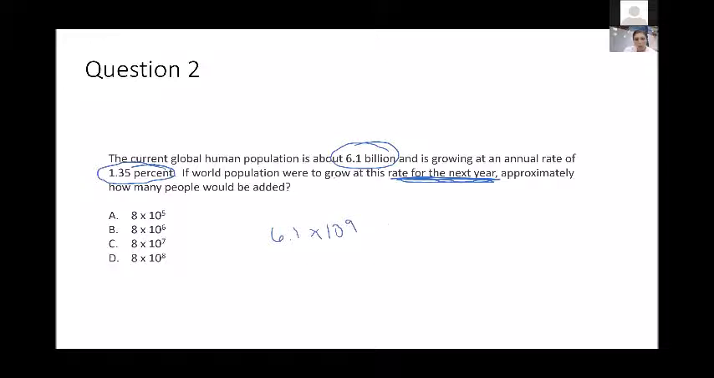So we just need to multiply this by the growth rate, which would be 1.35 times 10 to the negative 2, because this rate is actually 0.0135. So we know from our discussion on using scientific notation that this is going to give us 8 times 10 to the 7, because 9 minus 2 is 7. And that is the correct answer.